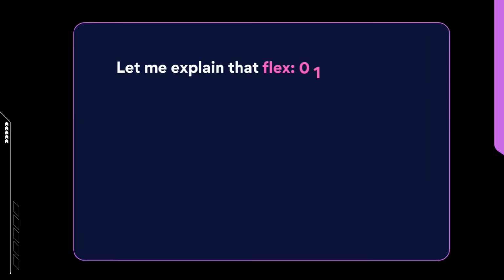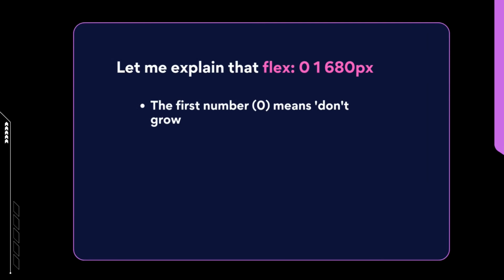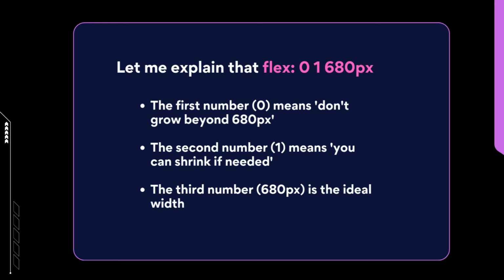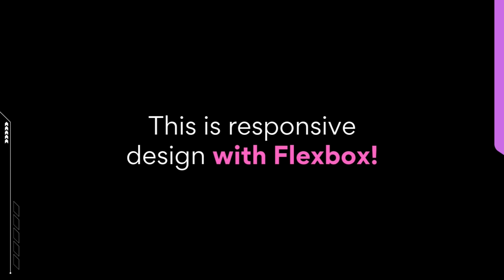Let me explain that flex: 0 1 680px, because this is important. The first number, 0, means don't grow beyond 680px. The second number, 1, means you can shrink if needed. The third number, 680px, is the ideal width. This means our search bar will be 680px on large screens, but it'll shrink on smaller screens to fit. This is responsive design with Flexbox.